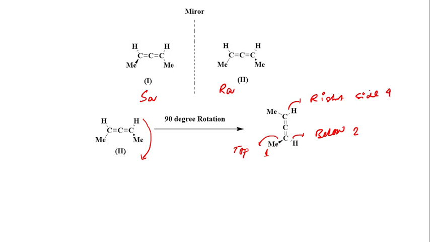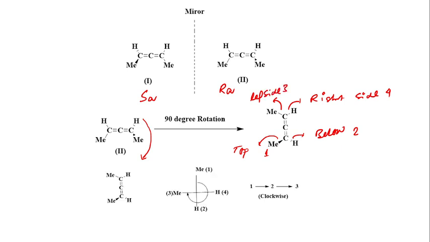Priority 4 is on the left side, with priority 3. So 1 is on top, this methyl; 2 is down, hydrogen; 4 is on the right, this one; and 3 is methyl. So we find that 1 to 2 to 3 is clockwise.